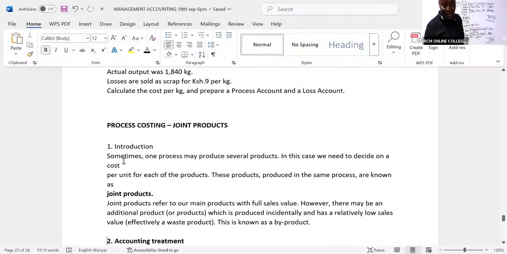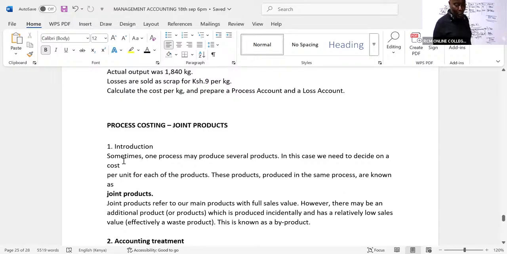I'm pushing this syllabus in a very excellent way. Process costing, joint products. After joint products, this week, we shall be able to finish with closing work in progress and opening work in progress.